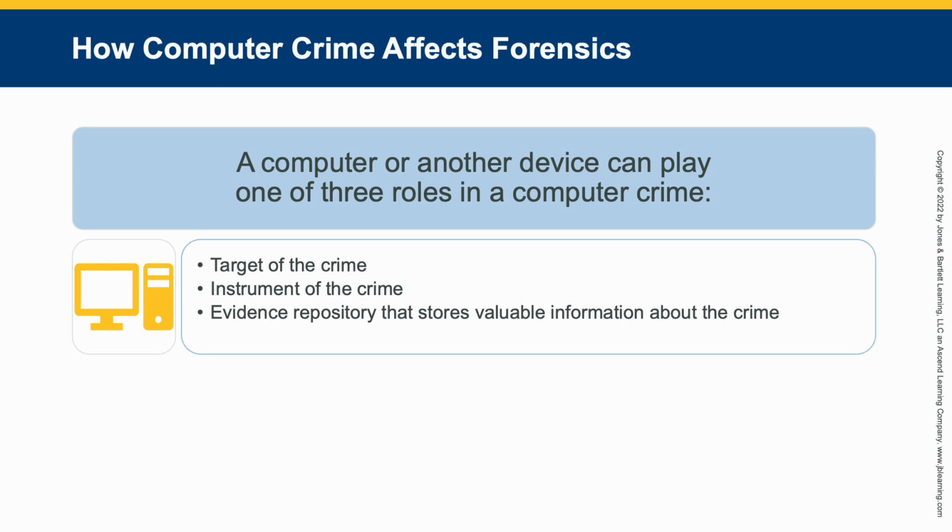All right, now let's look at evidence repository that stores valuable information about the crime, with one example. An evidence repository, in the context of computer forensics, is a secure and organized storage system used to preserve and manage digital evidence collected during investigations. One example of such a repository is the Forensic Toolkit, or FTK, Central Database, a component of the AccessData Forensic Toolkit. The FTK Central Database serves as a centralized evidence repository that stores valuable information about computer crimes.